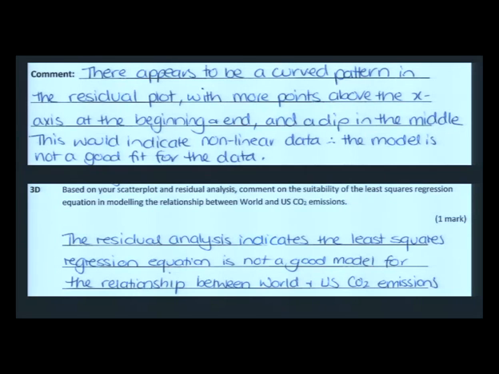Okay, 3D. So based on my residual plot, my R value, everything else, what do I think about the suitability of a least squares regression line? So here, I've said it's not a good model based on the residual analysis. I probably should have said more. Based on the fact that there is a pattern in the residual plot. Okay? So 3D.